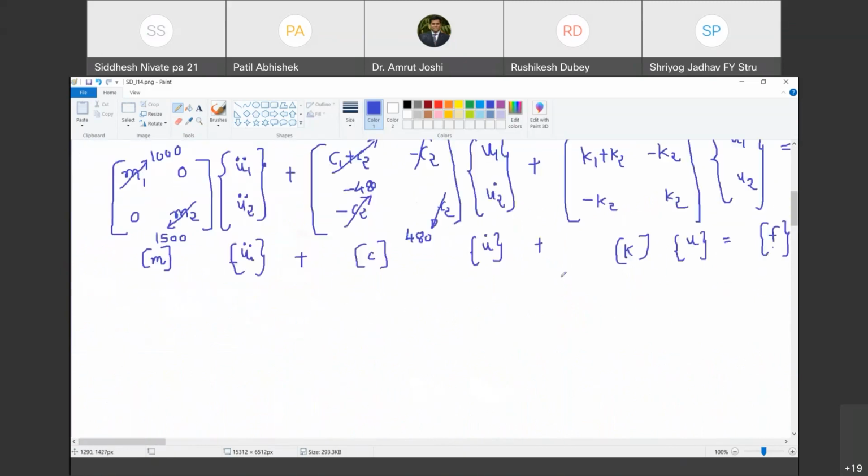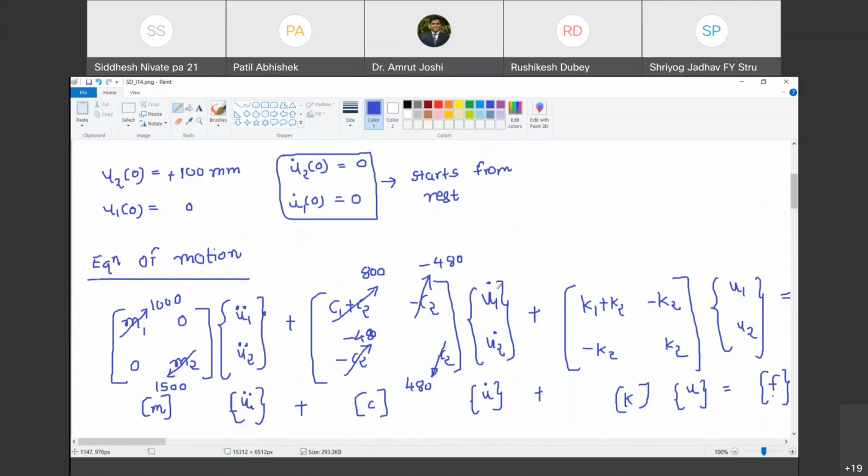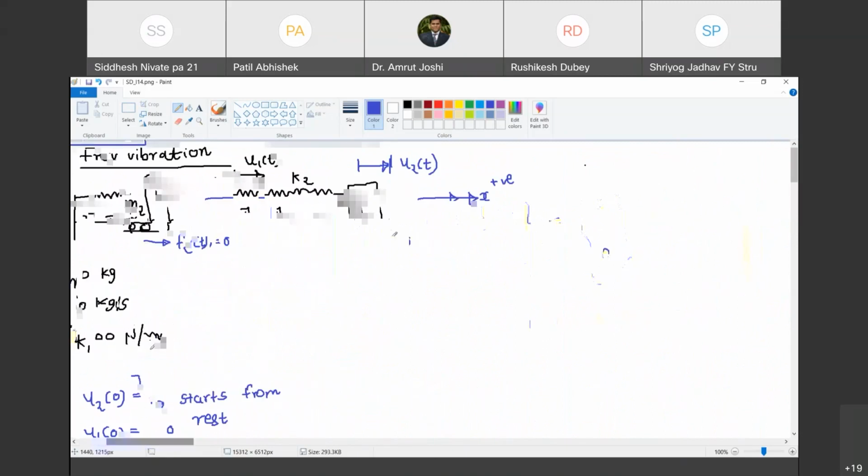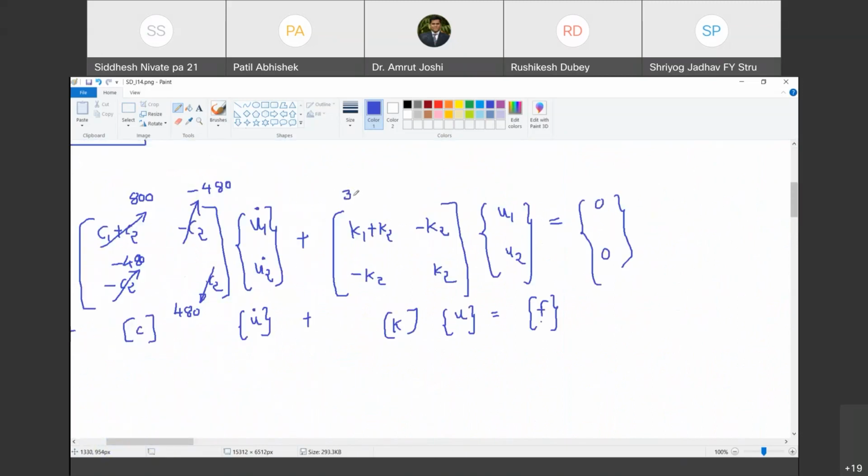Now let us look at K matrix. For K matrix, we are given the values. K1 is 10,000 Newton per meter, K2 is 20,000 Newton per meter. So what is the value of K1 plus K2? It is 30,000 Newton per meter. Do you agree with me? Yes, sir.